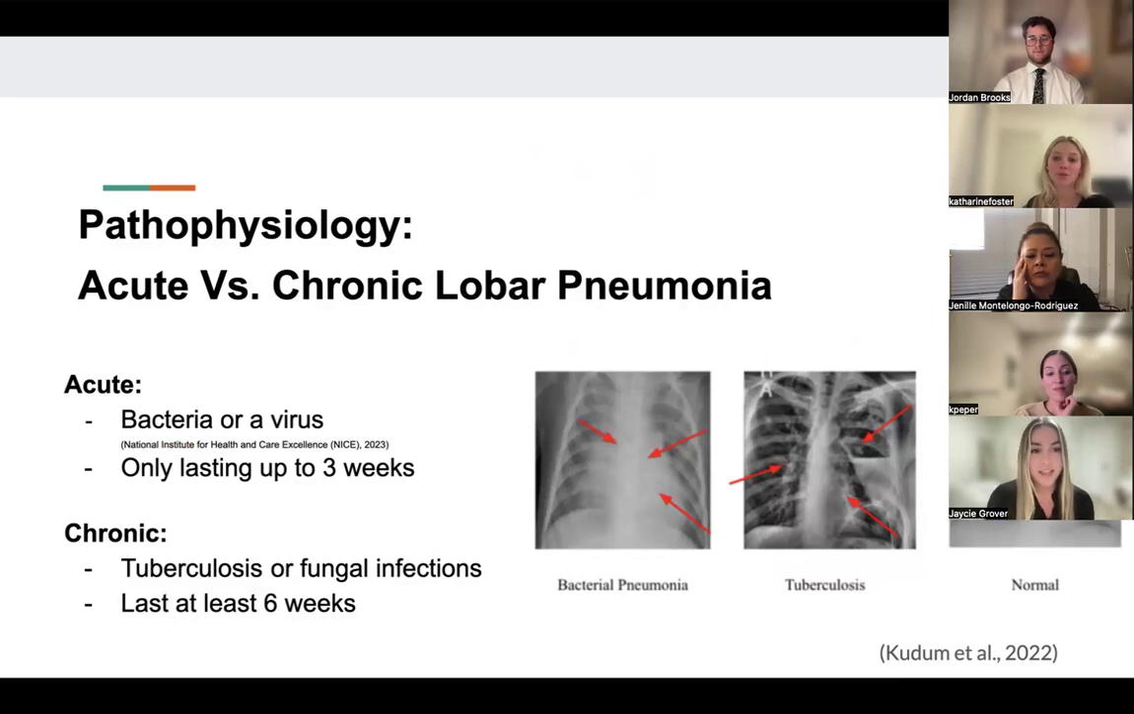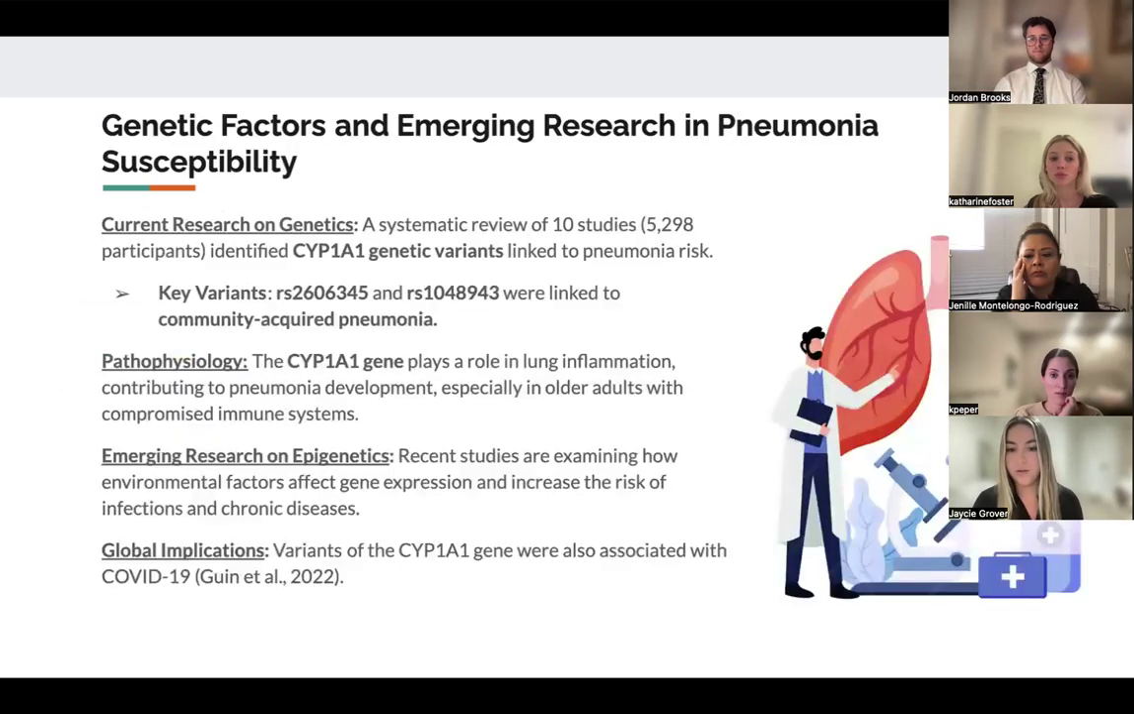Okay, and then the difference between acute and chronic lobar pneumonia. Acute is typically caused by a bacteria or a virus, and it can last up to 3 weeks. And chronic lobar pneumonia is typically caused by tuberculosis or a fungal infection and can last longer than 6 weeks. Next is Jan Mary talking about the genetic factors.